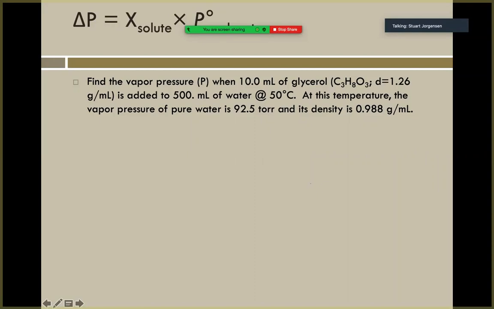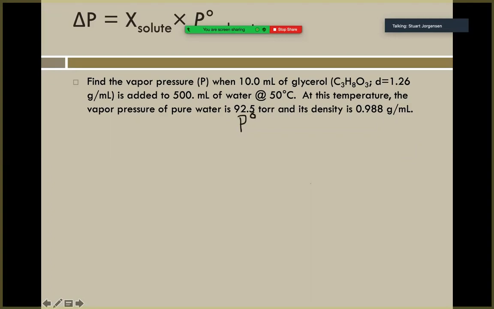All right, so let's just start by figuring out what we've got. We're trying to find the vapor pressure when we've got 10 mL of glycerol with a specific density as provided here. We also have the formula of glycerol, which is added to 500 milliliters of water, both at 50 degrees. At this temperature, the vapor pressure of the pure water is 92.5 torr, and its density is a little less than 1, which makes sense, since the volume has increased due to the increase in temperature. So here is actually our P naught of our solvent, 92.5.